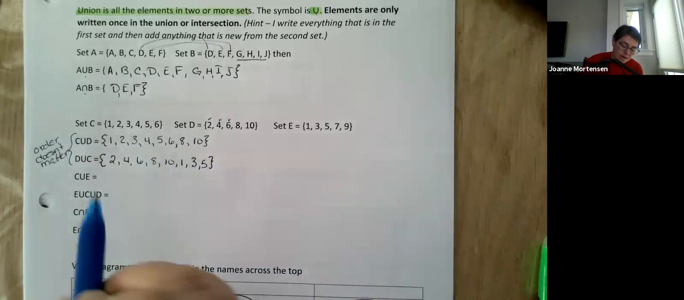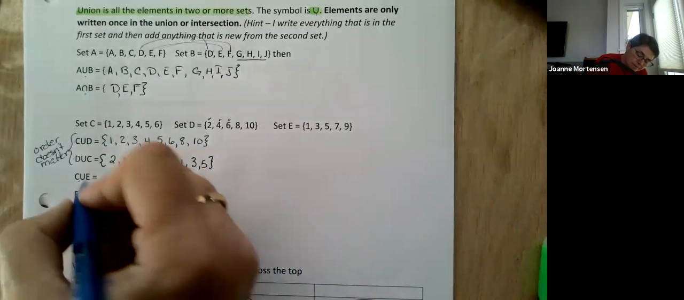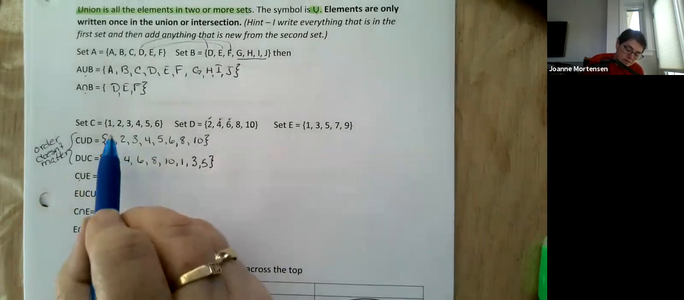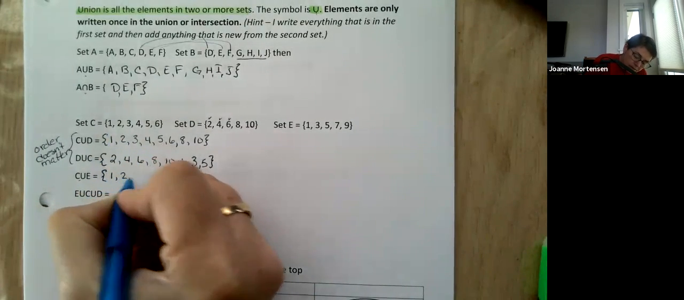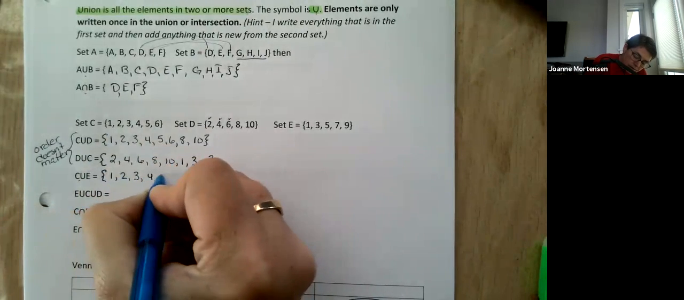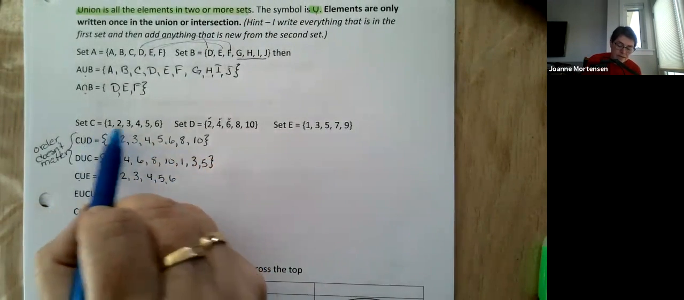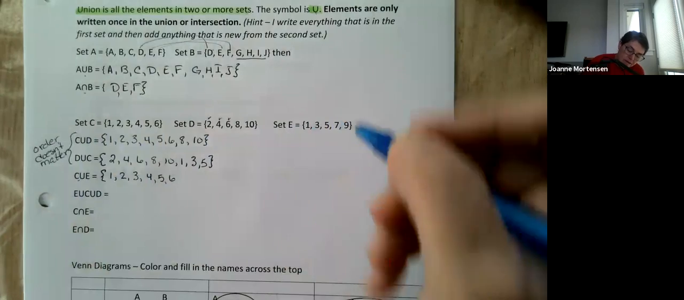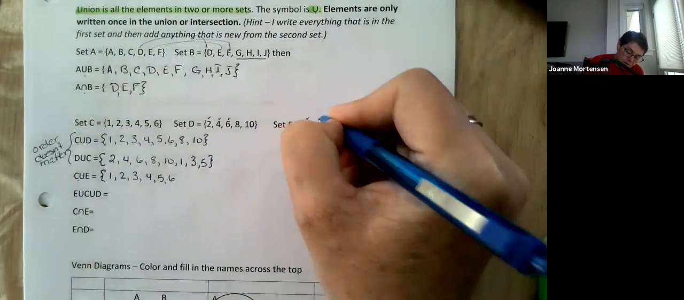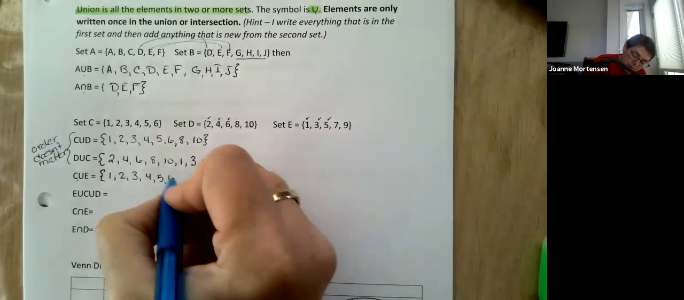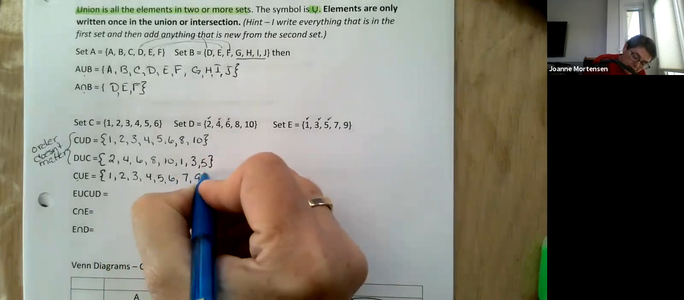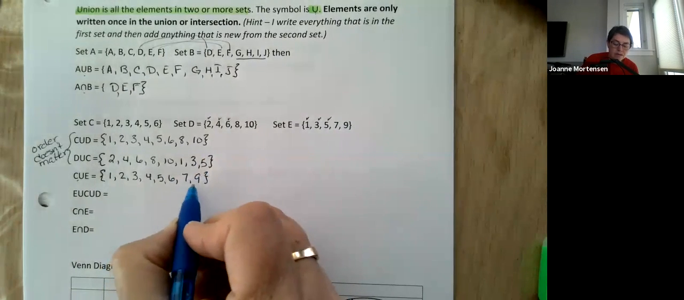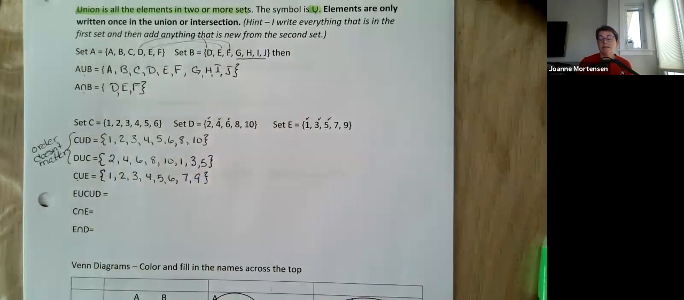It doesn't matter. All right, now we need C union E. So 1, 2, 3. I'm writing out everything in C. Now, what's new in E? I already have the 1. I've got the 3. I've got the 5. But I do not have a 7, 9. So this was the new stuff. Like I said, that's just the way I like to do it. Everything in the first set and then new. That way you don't get any duplicates, right?